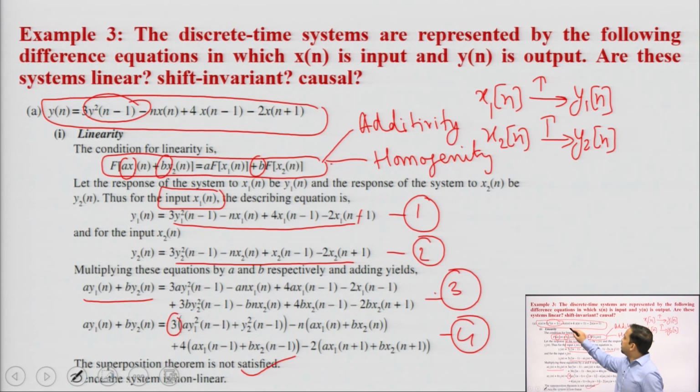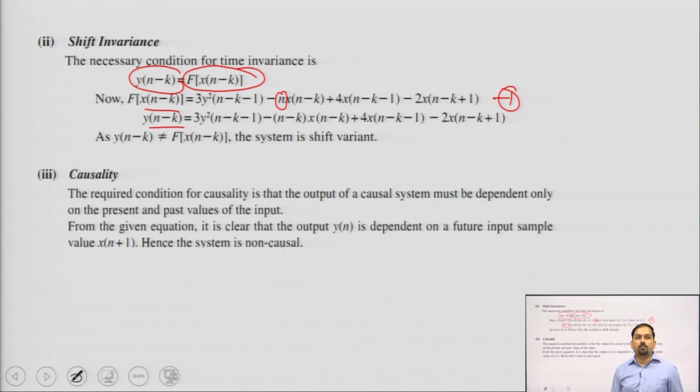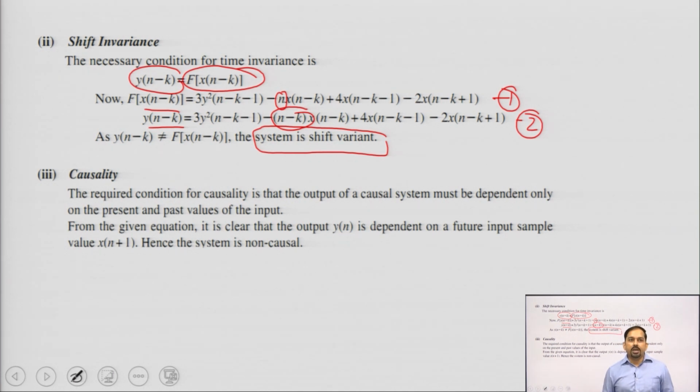So, what we are getting here, instead of this n, is n minus k. We can see that apart from this, all other terms are the same except this middle term. Here we have n, here we have n minus k. So, we can say that the left hand side and the right hand side equations are not equal. If they are not equal, then the system is said to be shift variant. It is not an LTI system. It is a nonlinear as well as shift variant system.